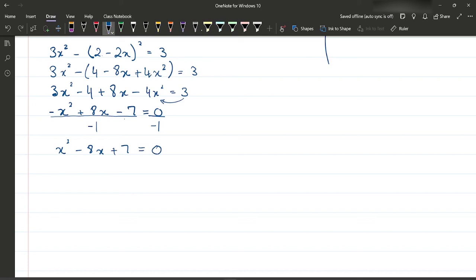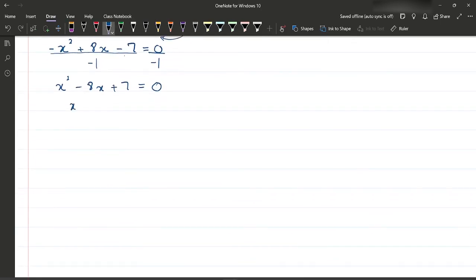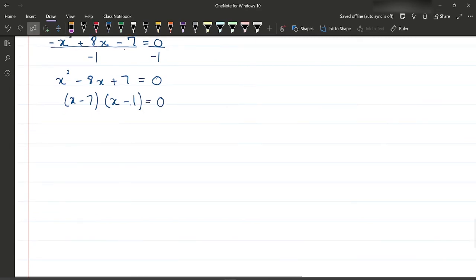The next thing I have to do is factor this out. So let's do that. I've used my calculator here. Yep, this makes sense. It works. So x is now equal to 7, and x is also equal to 1. These are our two x-coordinates.